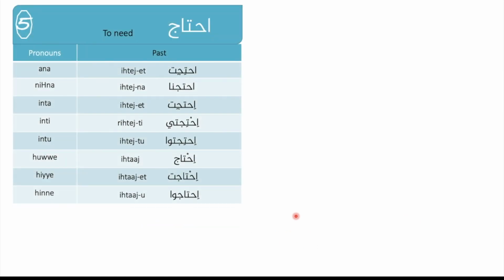Our second verb is to need, أحتاج. This came as a request. One of you asked for it. And now we've got the conjugation. أنا احتجت, I needed. نحنا احتجنا, أنت احتجت, أنتي احتجتي, أنتو احتجتوا, هو احتاج, هي احتاجت, and هن احتاجوا. What do we notice here? The alif gets deleted with the first person and second person, but with the third person, he, she, they, the alif comes back again. So just to note that.